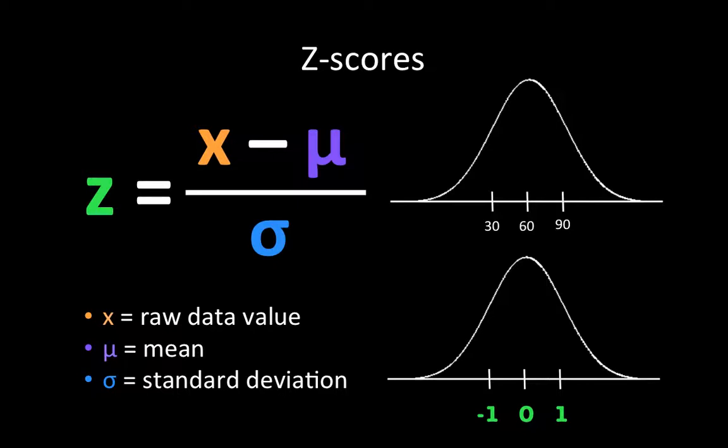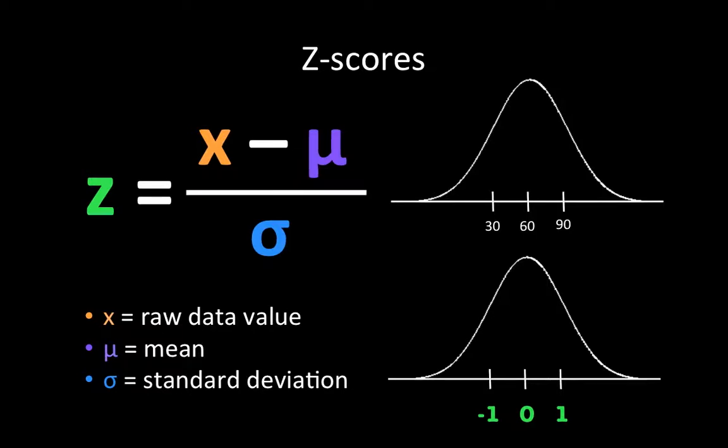The standard deviation for our normal curve is clearly 30, because 60 minus 30 is 30 and 90 minus 60 is 30. So let's choose another point. Let's choose 90. 90 will be our x. And our mu is still 60, so 90 minus 60 is 30. And since our standard deviation is also 30, we divide that by 30 and we get 1. So where the 90 is, we can see on the standard normal curve, it's now 1.